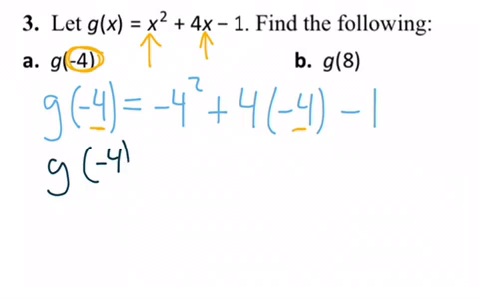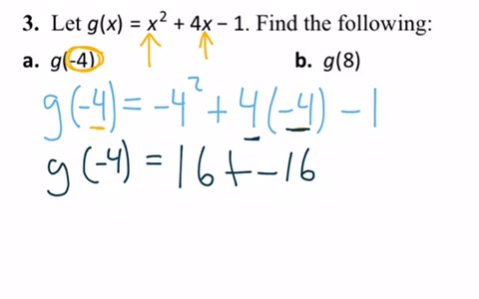So g of -4 equals -4 squared. That means -4 times -4. A negative times a negative is positive. 4 times 4 is 16. So 16 plus, positive 4 times a -4 will be a negative because you have a positive times a negative. So that'll be -16. And then we drop down our -1.